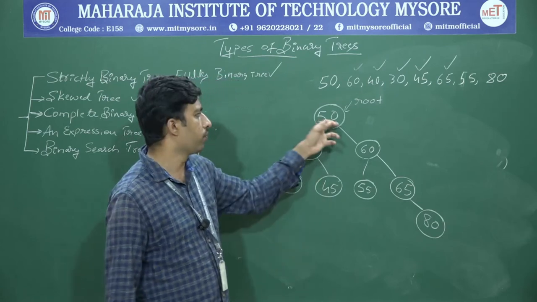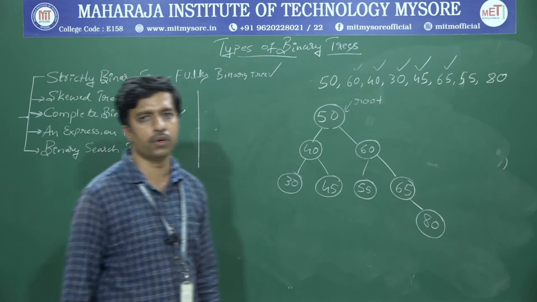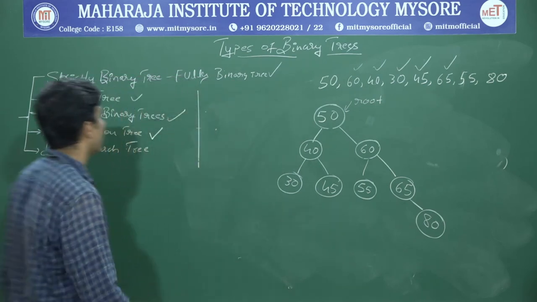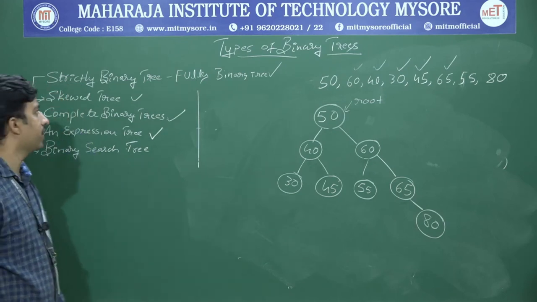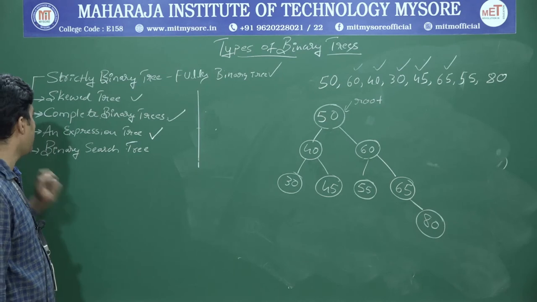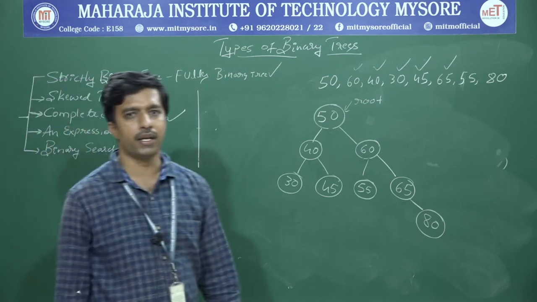It depends on the info of the root node. This is binary search tree. These are the different types of tree: strictly binary tree, skew tree, complete binary tree, expression tree and binary search tree. I will recap that.